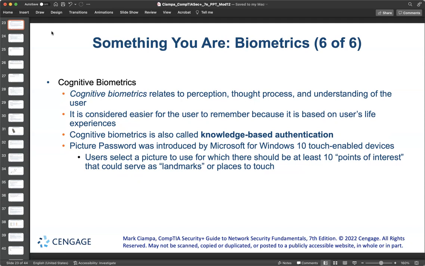This is considered easier for the user to remember because it's based on users' life experiences, right? Like I can show you pictures of the places that I know you have gone to. And if you can choose everywhere that you have gone to throughout your life, it's kind of difficult to imitate that and duplicate that, right? So picture password was initially introduced by Microsoft for Windows 10 touch-enabled devices like the tablets. And users were to select a picture to use for which there should be at least 10 points of interest that could serve as landmarks or places to touch, right?